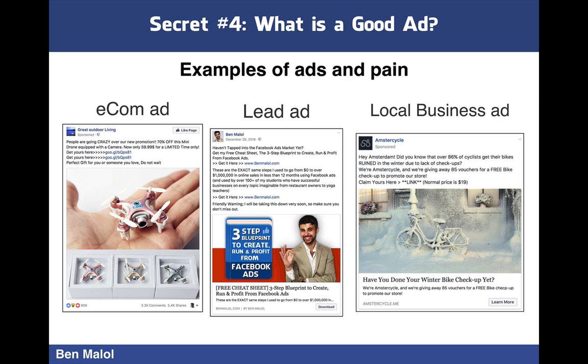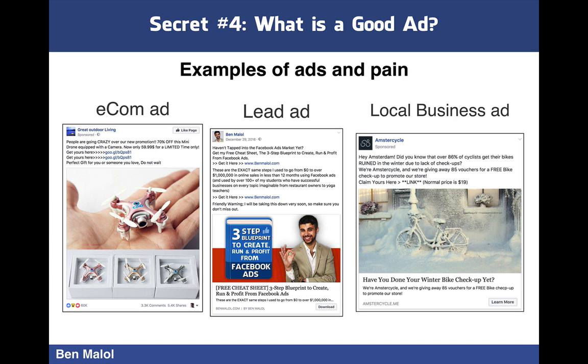Hey Amsterdam, did you know that over 86% of cyclists get their bikes ruined in winter due to the lack of checkups? We're Amstercycle and we're giving away 85 vouchers for a free bike checkup to promote our store. Claim yours here. Link. Normal price is $19.